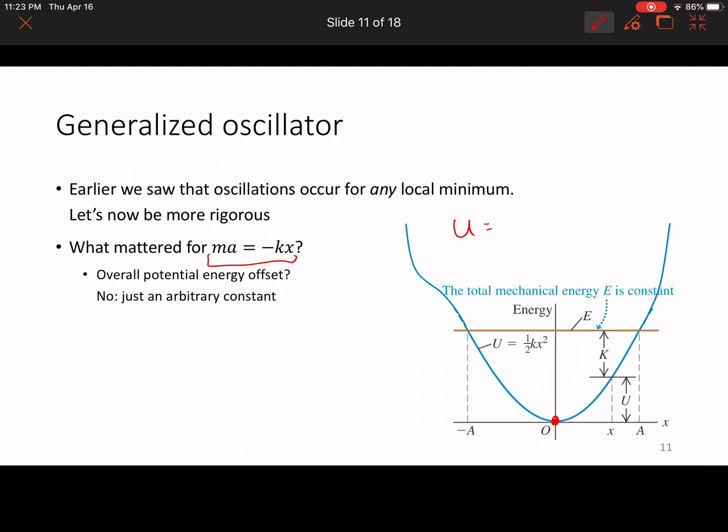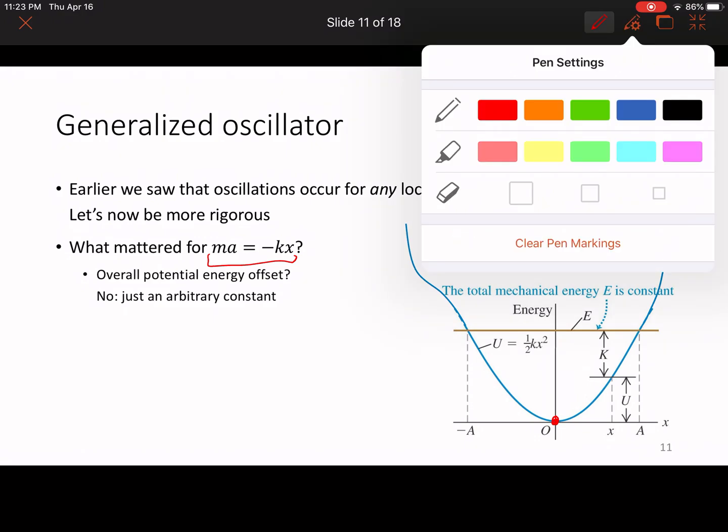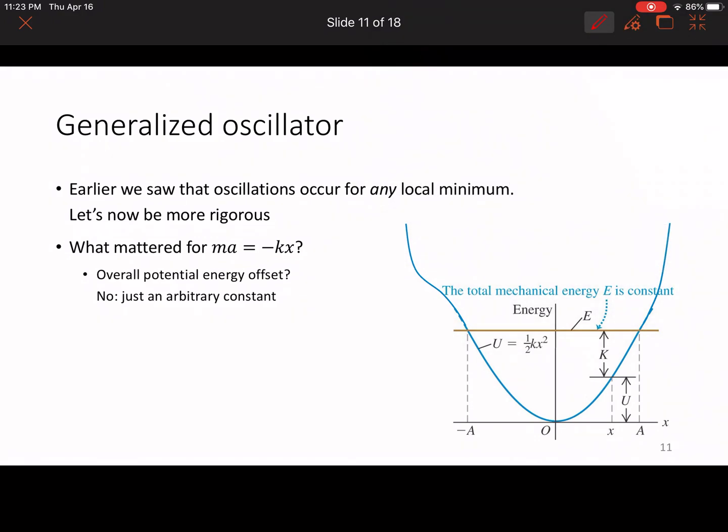Let's say I told you that instead I'm going to define the potential energy of the spring as 1/2 kx squared plus 10,000 joules. Well, the answer is no. That's very straightforward. Potential energy is only defined up to a constant, so this last constant just does not matter at all for any physics, including simple harmonic oscillators.